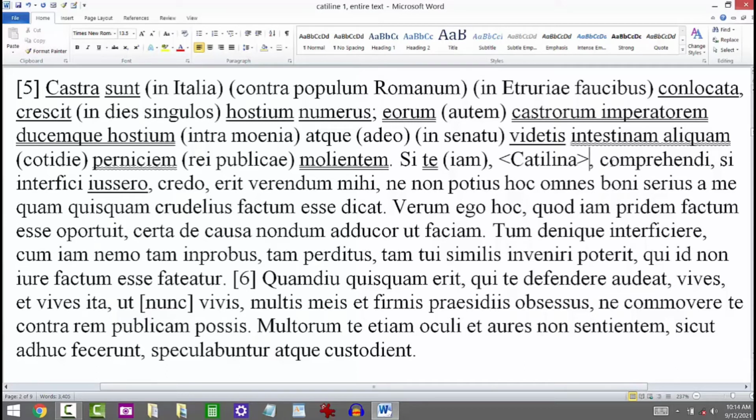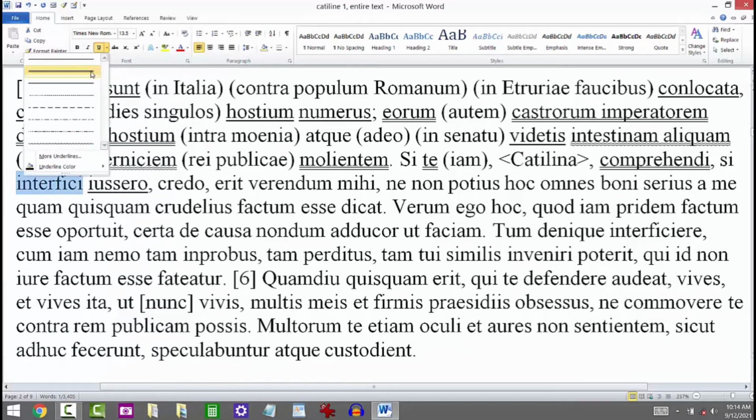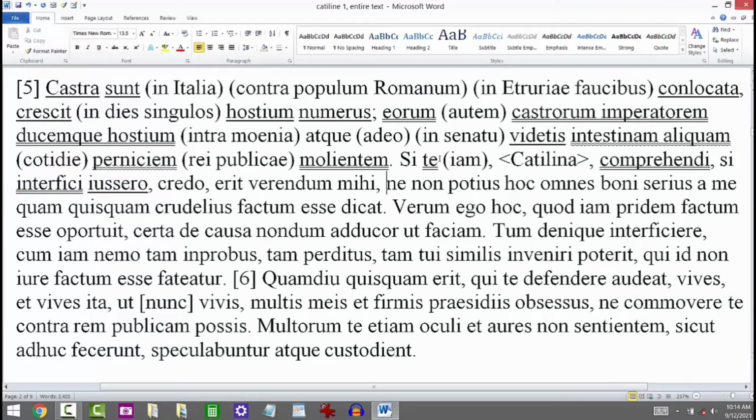To be apprehended. You to be apprehended. So we will turn this into a double underline as well to get across the fact that te comprehendi is what I will have ordered: you to be arrested. Si Cicero interfici. What's going on? If you allow it to be, this is going to be difficult, but it's not, simply because he's just not repeating the te, is he? So it really means si te, if you wish, iam Catilina, Cicero, interfici, to be killed.